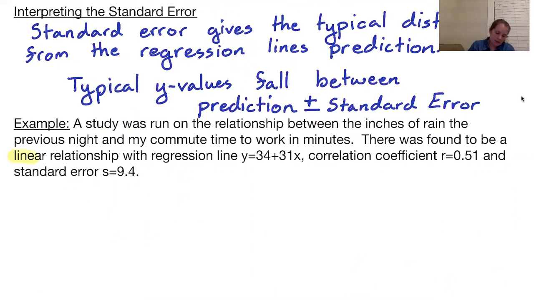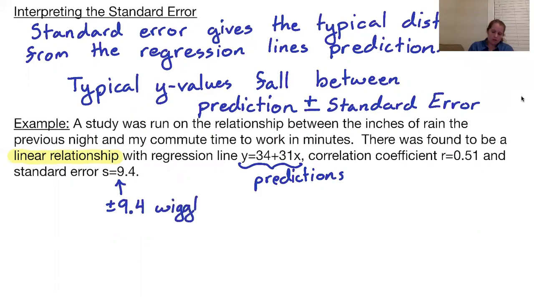So once again, key, we have a linear relationship. The line is going to give us our predictions, well, specifically the y value from the line will give us our predictions. And this is our standard error. So this plus or minus 9.4 is our wiggle room. So instead of giving a specific prediction, we can give an interval of prediction, or give ourselves some wiggle room.